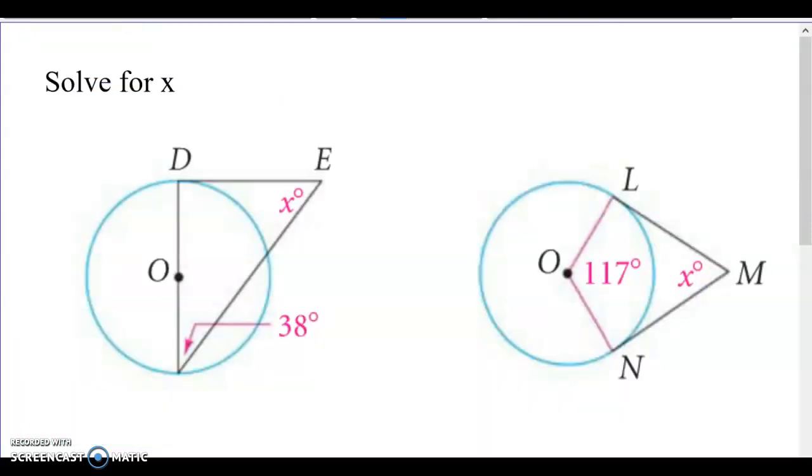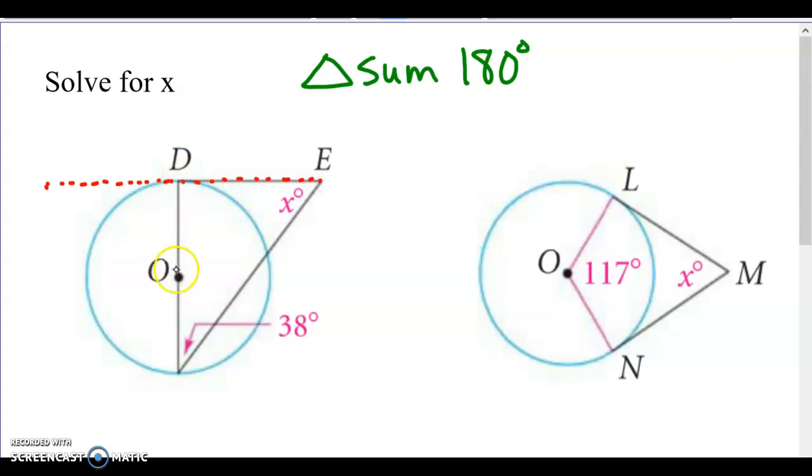So in these two examples, the first one I have in black there is a triangle. One thing we need to remember is the triangle sum theorem: angles in a triangle add up to 180, right? The tangent line is right here with DE. They just kind of stopped it there at point D, but we could say that DE is a tangent segment to this circle. So here's a radius OD, which means I can put a right angle right here.